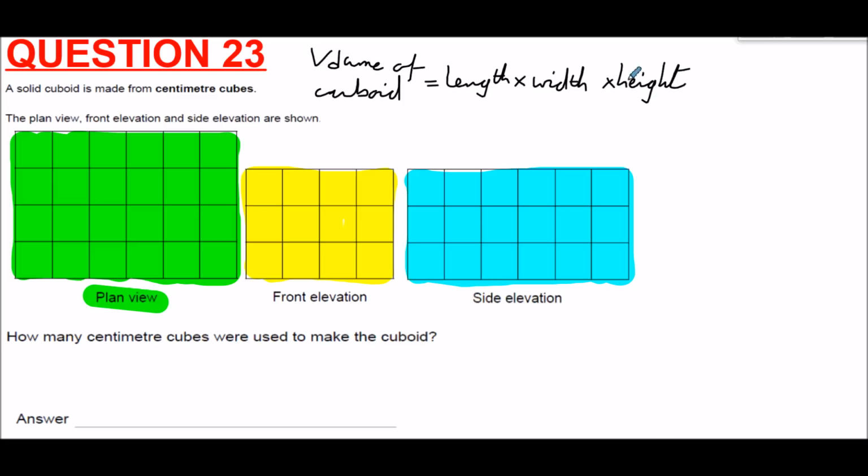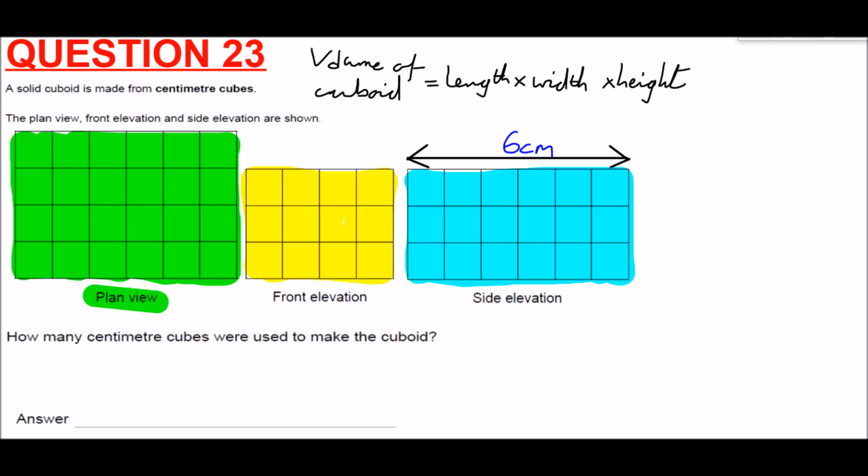And so we can use these three different views to work out what the length would be, what the width would be, and what the height would be. So for example, if we look at the side elevation, sideways on, we can work out how long it is. Sideways on tells us that it's 6 centimetres. Each cube is a centimetre, so 6 squares represents 6 centimetres.